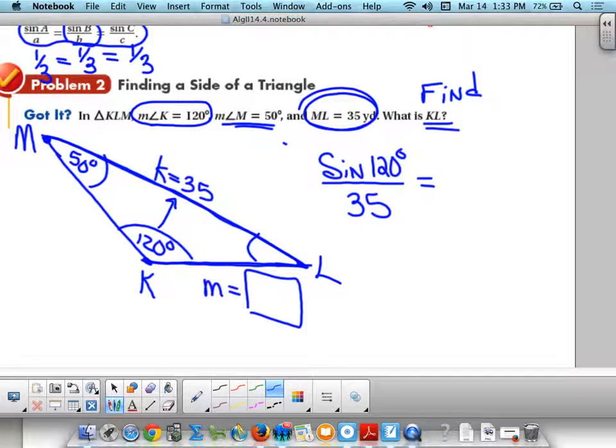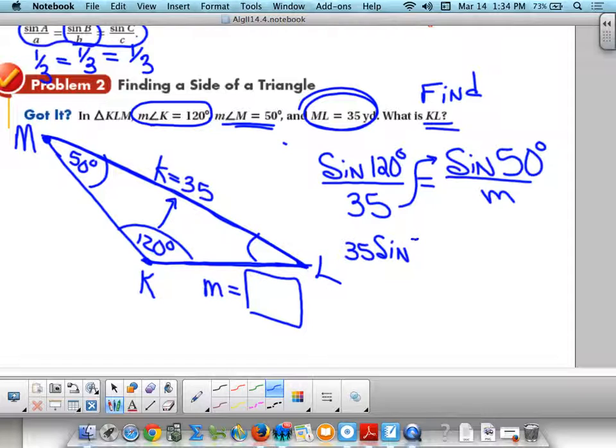Now, you want this side, right? What's the angle opposite? 50. So this should equal sine of 50 over M, M for side M. Now it's a ratio equal to a ratio. It's called a proportion. How are you going to solve it? This times this: 35 times sine of 50 equals M times sine of 120.